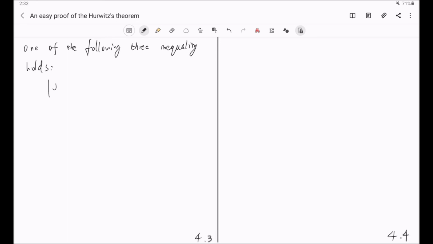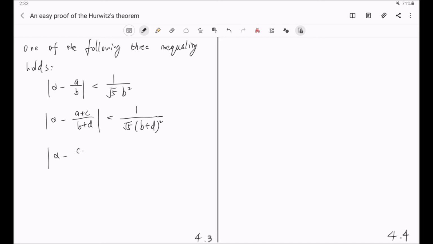The first one is the absolute value of alpha minus a divided by b is less than 1 over square root of 5 times b squared. And the second one is alpha minus a plus c divided by b plus d is less than 1 over square root of 5 times (b plus d) squared. And third one is alpha minus c divided by d less than 1 over square root of 5 times d squared.